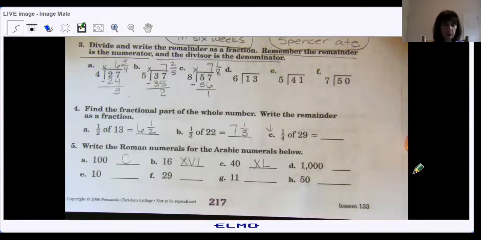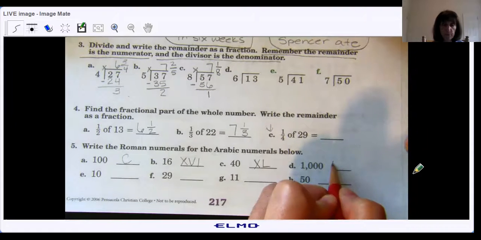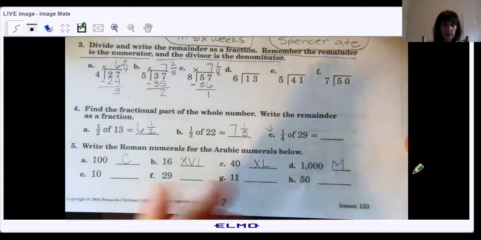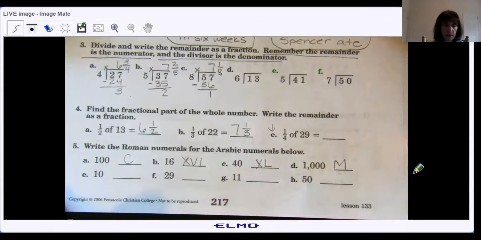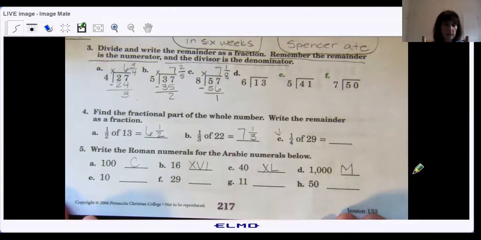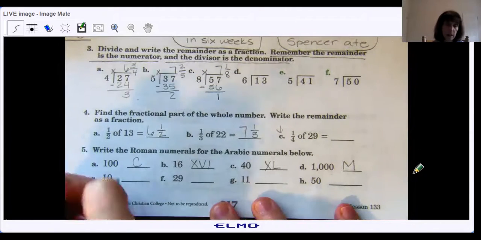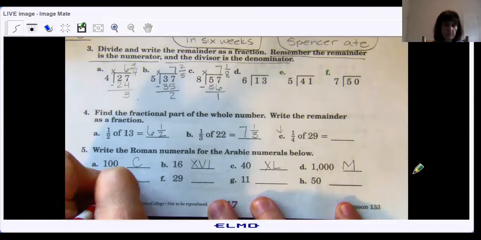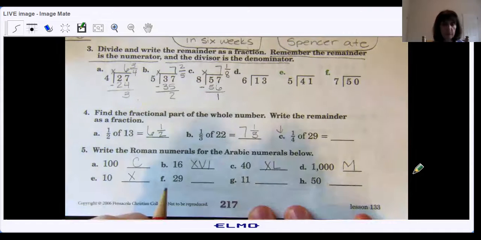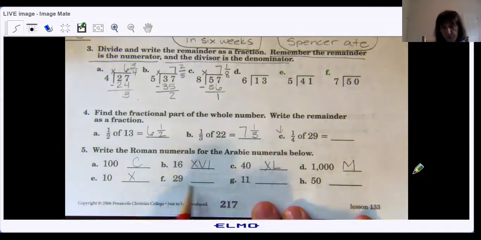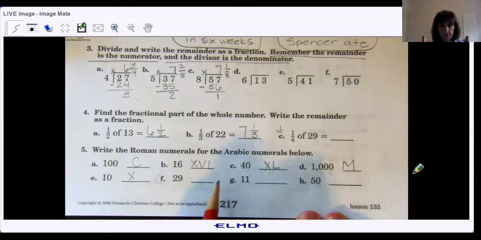And everybody should know what 1,000 is. 1,000 is M. Remember, M is 1,000. And kilo is 1,000. All right, let's look at 10. 10, everybody can do 10, is X, right? Okay, and I'm going to leave the other 3 for you to do because I know you can do those.